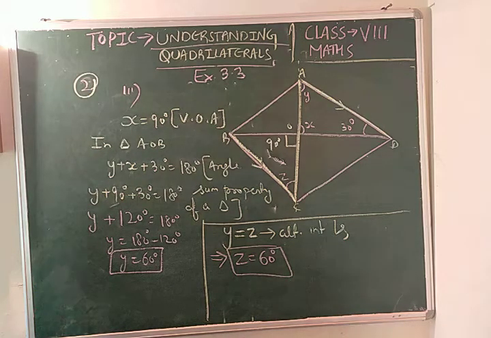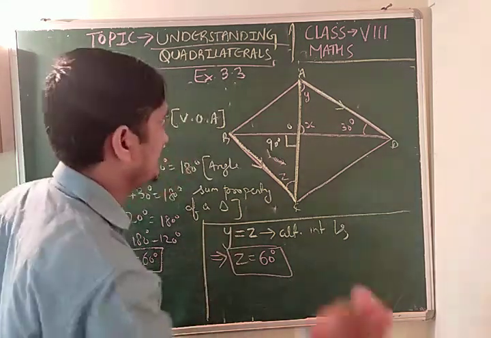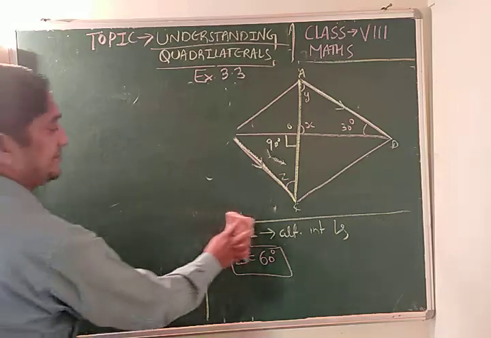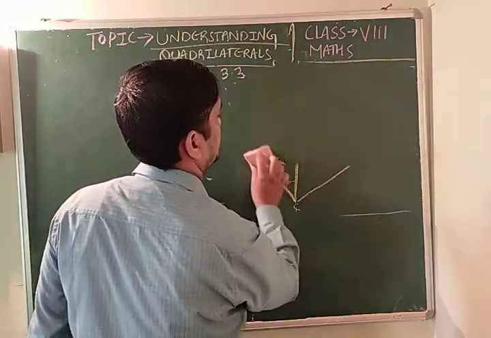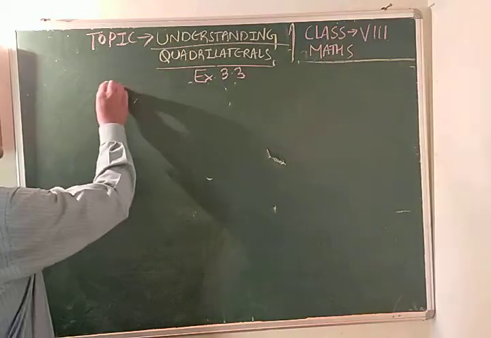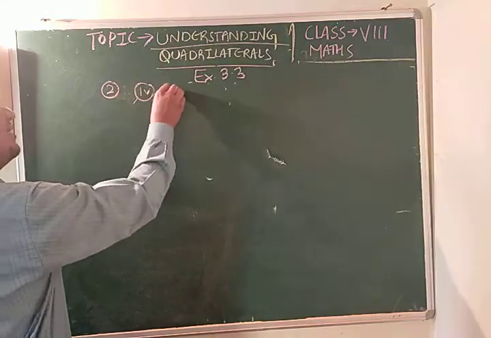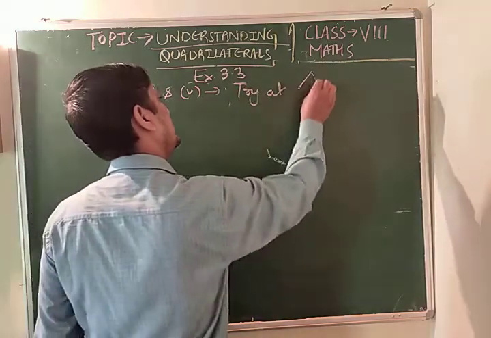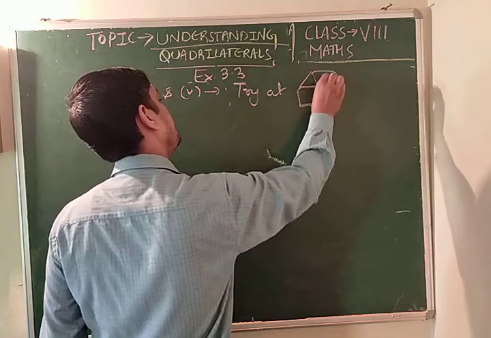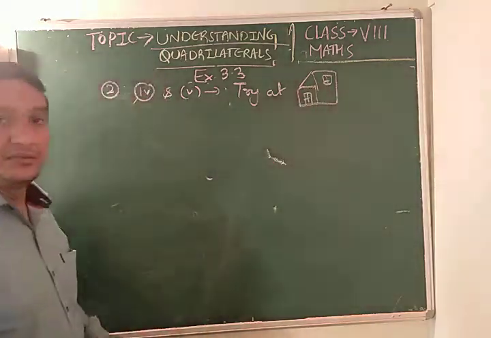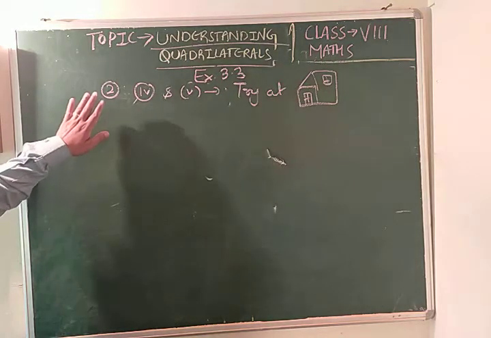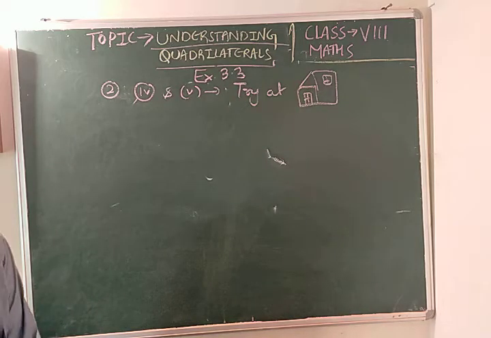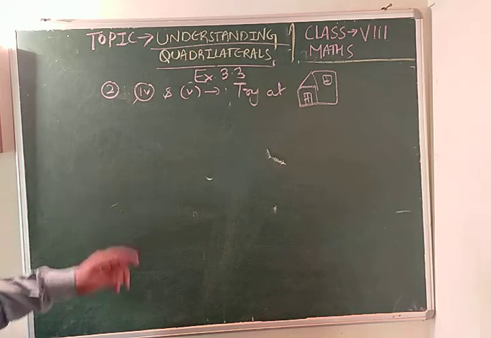Now children, the fourth and the fifth part. Question number 2, fourth and fifth part. Try at home. The fourth and the fifth part you can do by your own at home. After this, children, question number 3. In question number 3, what we will do?